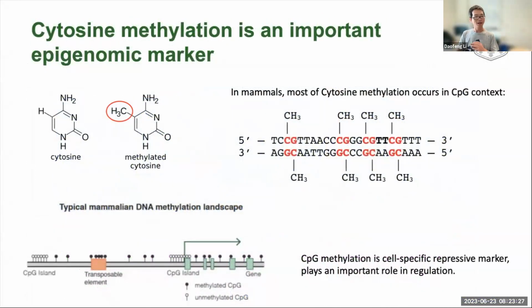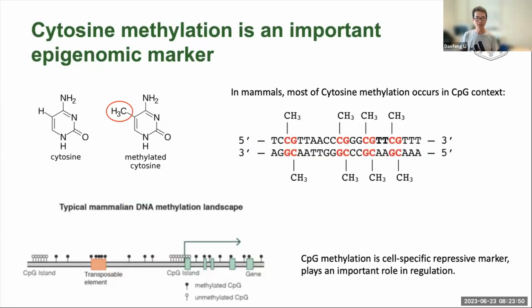So I'll quickly go through my last topic, which was about long-read methylation visualization. First, a little bit of background information. Overall, cytosine methylation is an important epigenomic mark. In mammals, most of the cytosine methylation occurs in the CpG context.